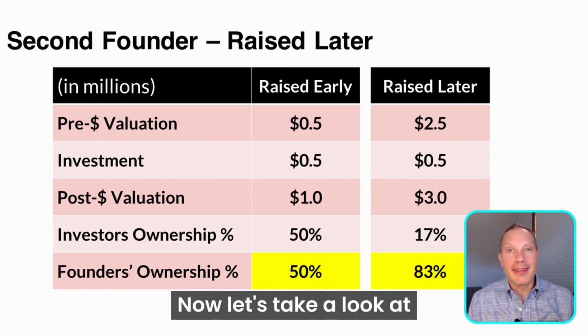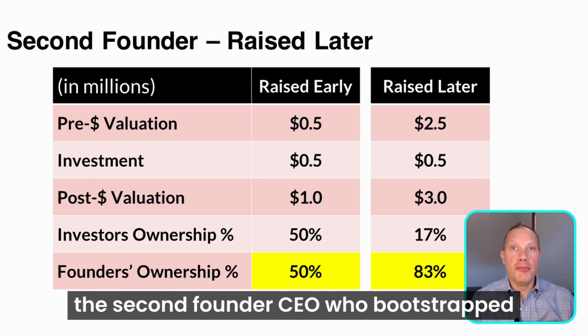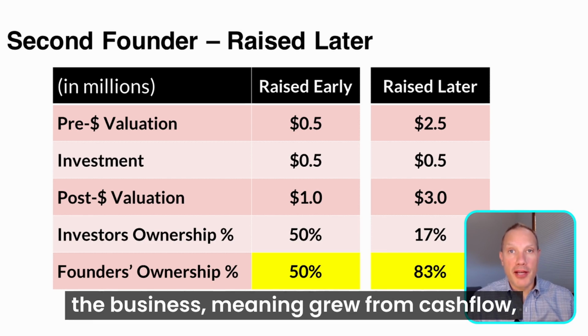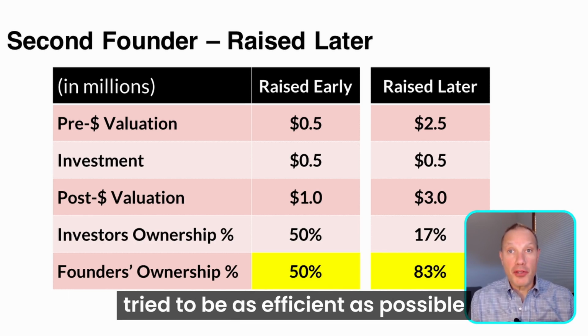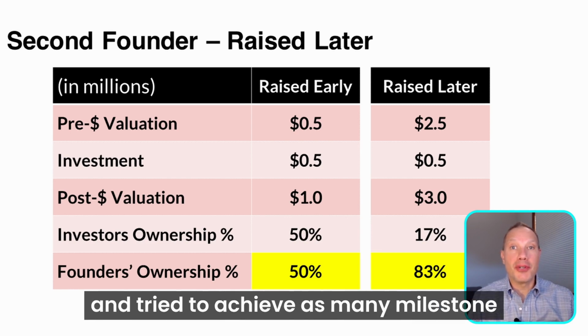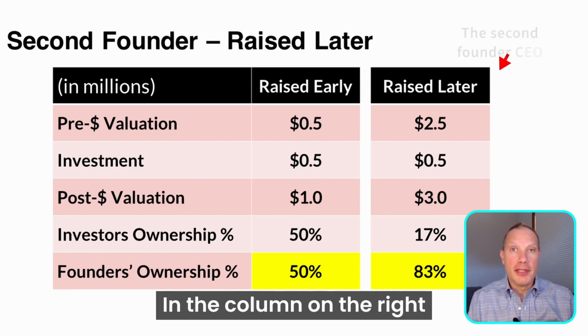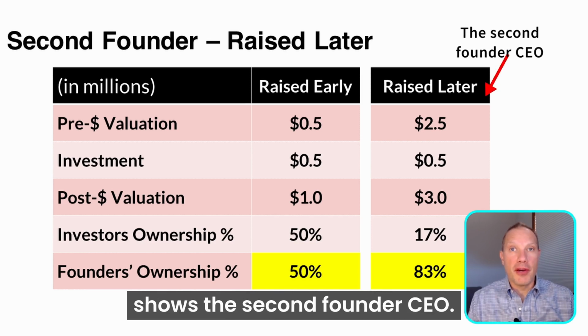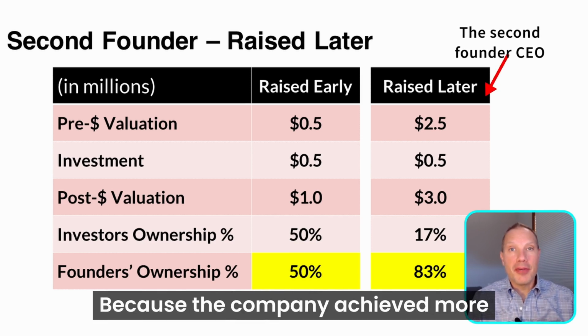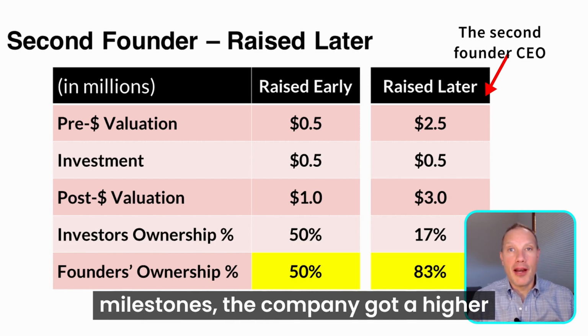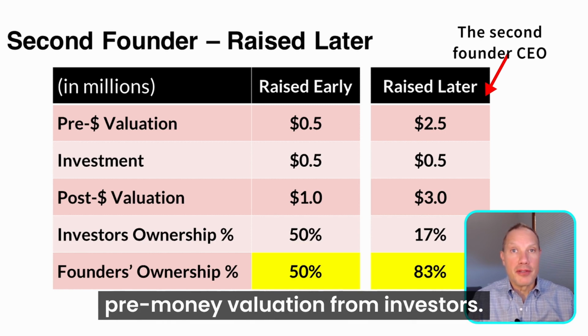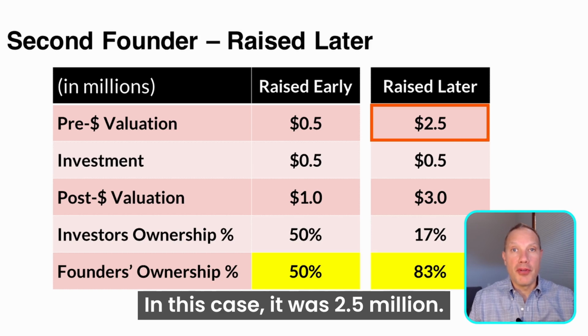Now let's take a look at the second founder CEO who bootstrapped the business, meaning grew it from cash flow, tried to be as efficient as possible, and tried to achieve as many milestones as possible before raising equity capital. The column on the right shows the second founder CEO. Because the company achieved more milestones, the company got a higher pre-money valuation from investors. In this case, it was $2.5 million.